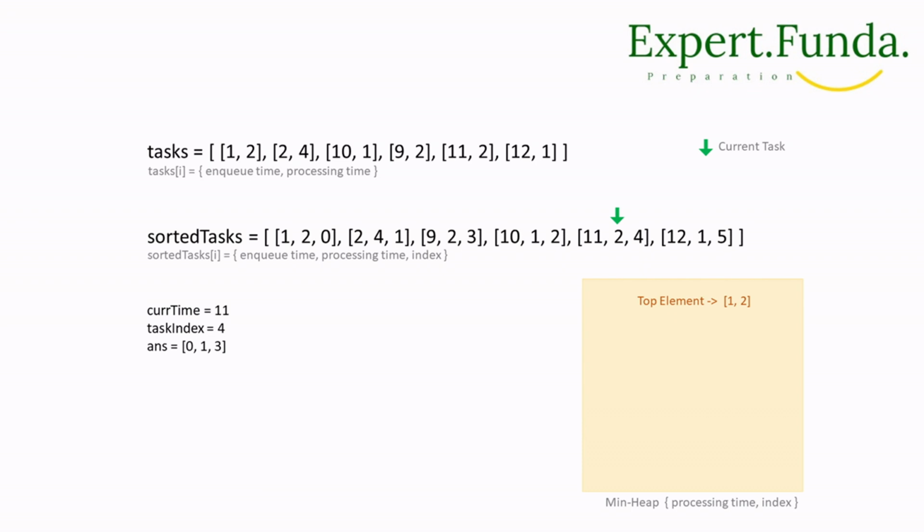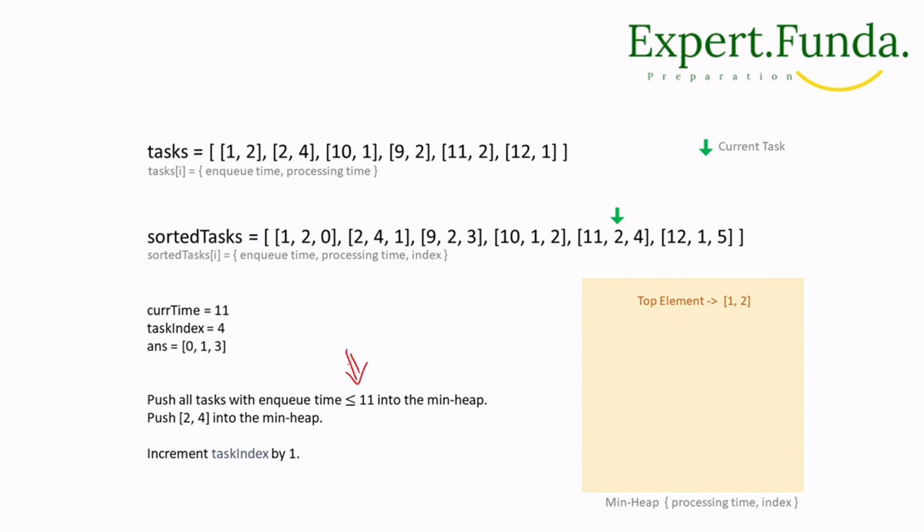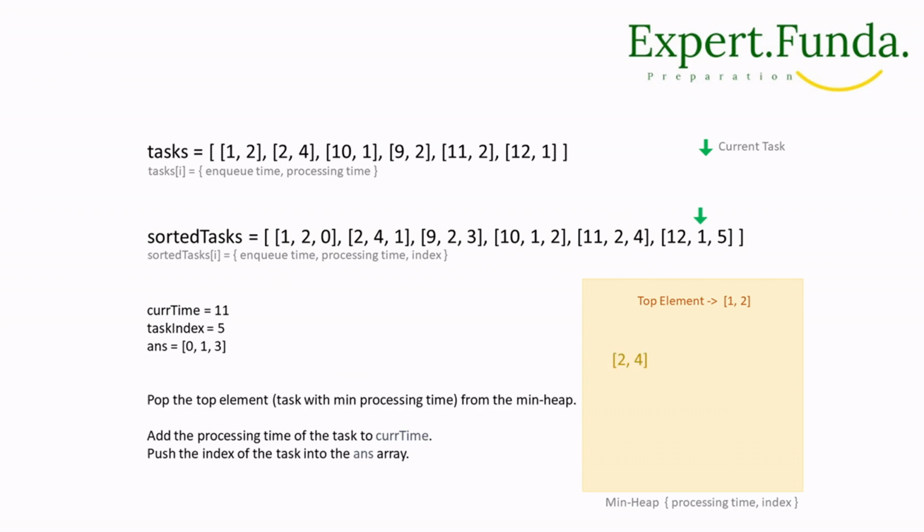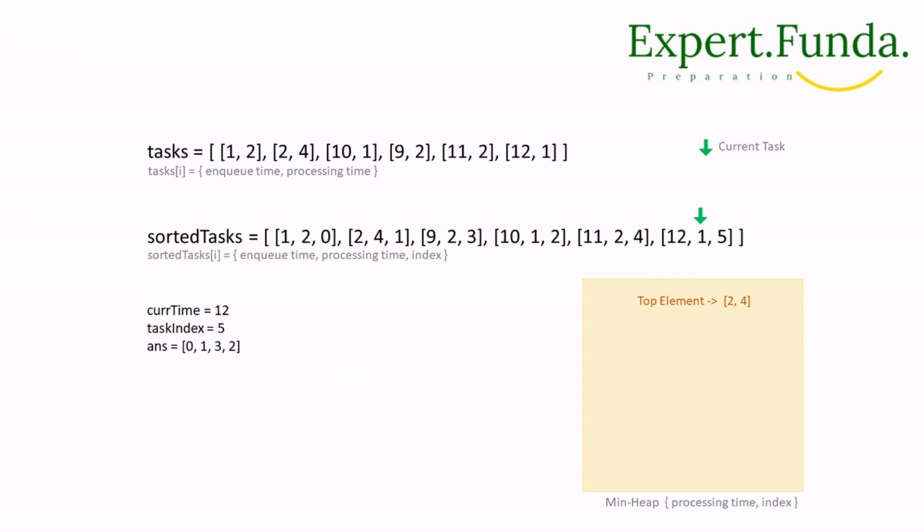Now the current time is 11, the task count is now 4, and similarly we have to push again into the min heap those tasks which are less than or equal to 11, and then we will push 4 into the min heap, right? And then we have to increment the task. So this process will go on, updating the current time and the array, right?